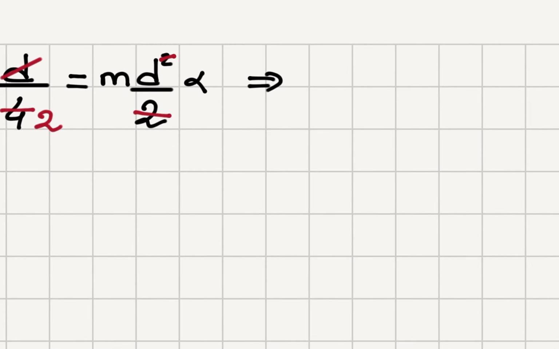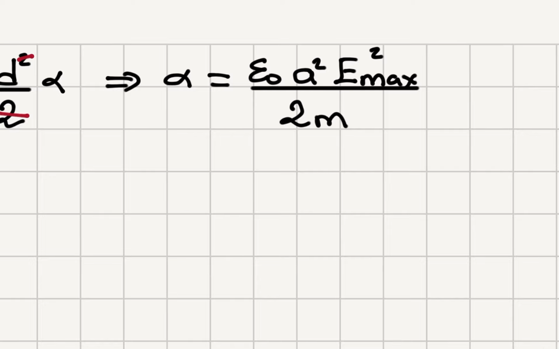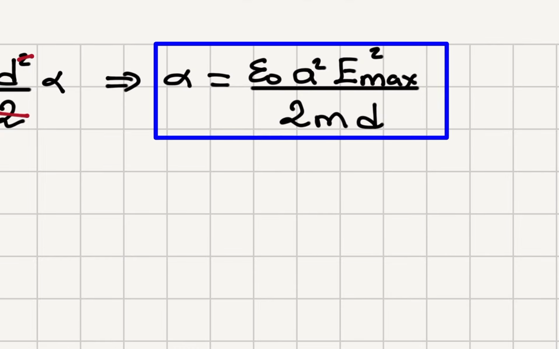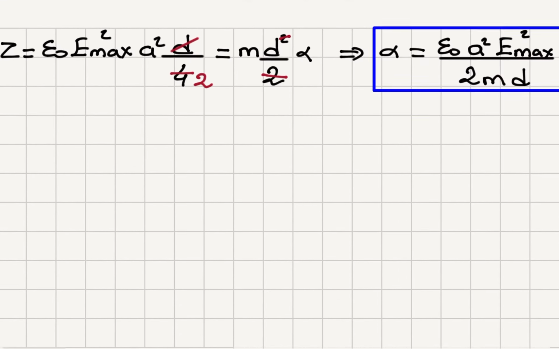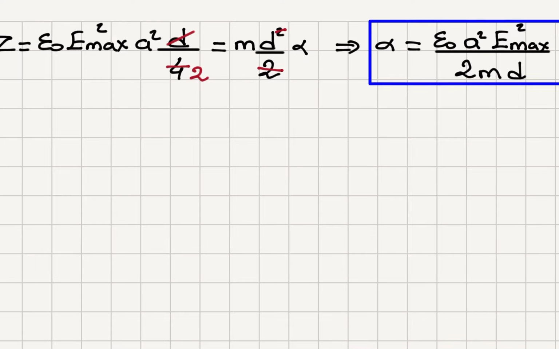Alpha is equal to epsilon 0, permittivity of free space, A squared E max squared divided by 2md. So let's check this answer here. Epsilon 0 A squared E max squared divided by 2md is alpha.